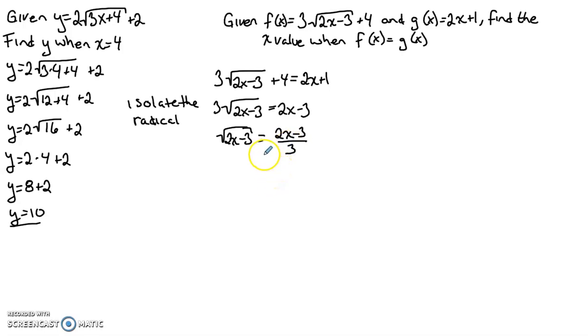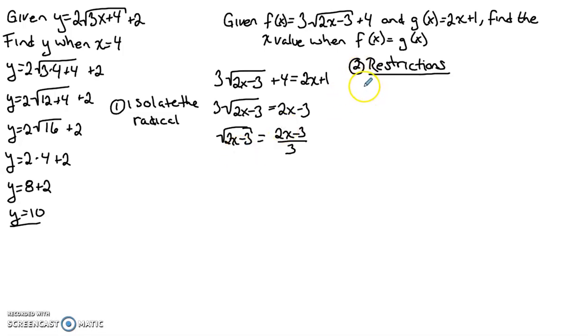What we also need to do is something called state our restrictions. So if our first step is to isolate the radical, our second step is to state our restrictions. I typically do this off to the side. What we mean by stating our restrictions is simply that what's under our square root sign has to be greater than or equal to 0. It cannot be negative because we can't take the square root of a negative number.